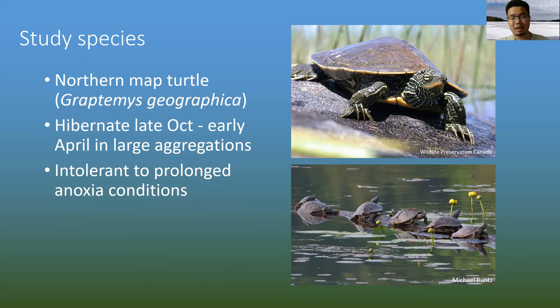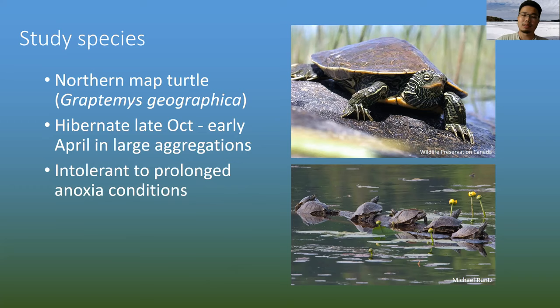So in large aggregations, sometimes we can have hundreds of map turtle individuals hugging in the same area hibernating, so it's very, very concentrated. And also there is evidence showing that they're pretty loyal to their hibernation sites, which means they go back every year. So year after year, the population will go back to the same spot hibernating. So it's a pretty stable ground for hibernation.